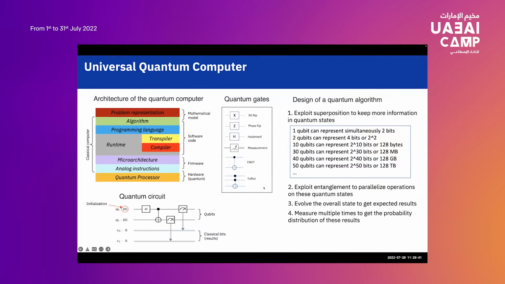What we are much more interested in is actually a universal quantum computer that we can use for optimization algorithms, but also for other computation. And this is something the companies are actually working on.